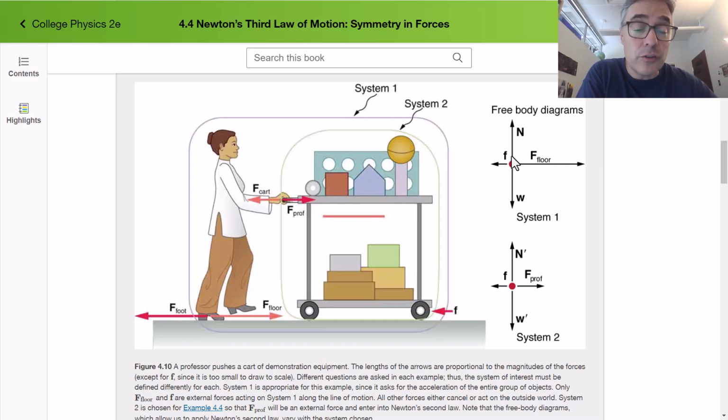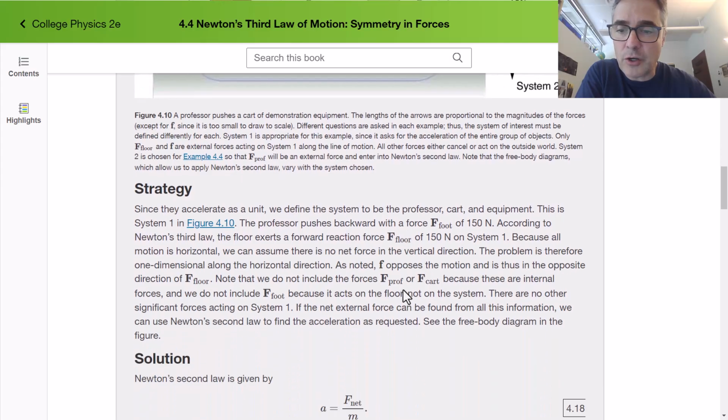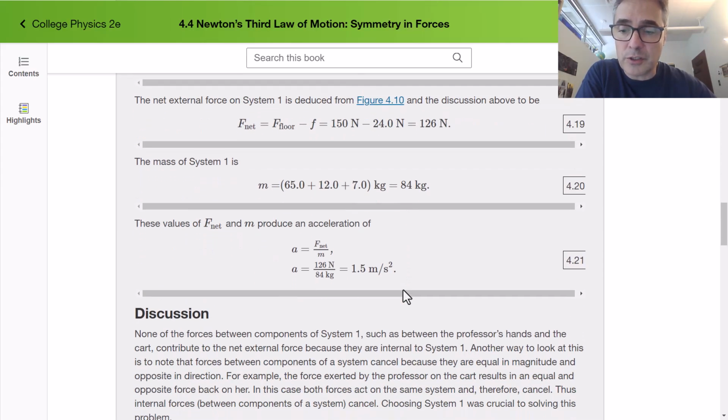You draw the total normal force on both the professor and the cart, and their weight. And now you've got the friction force from the floor on the professor's foot, pushing her forward. And again, a little bit of friction pushing backwards. And that's what accelerates the professor plus the cart. So you have to be a little careful with Newton's laws.